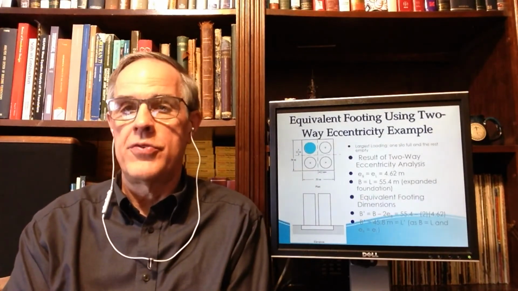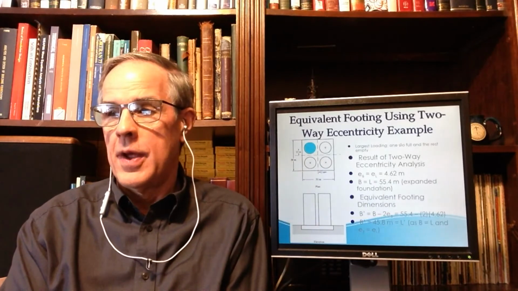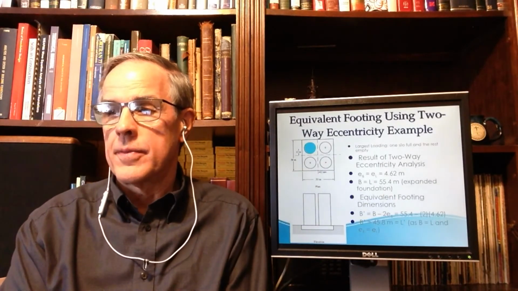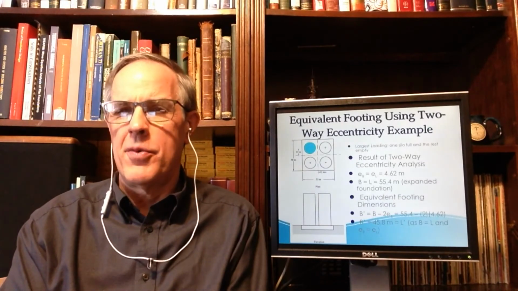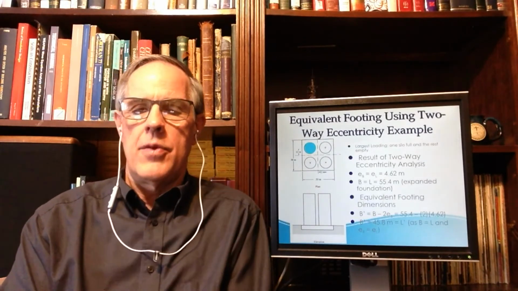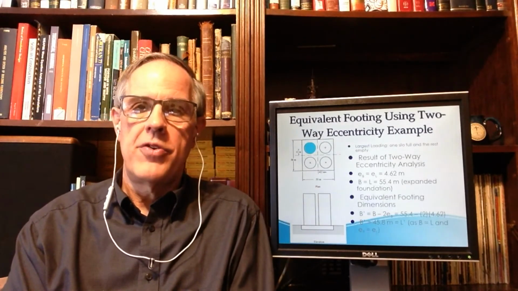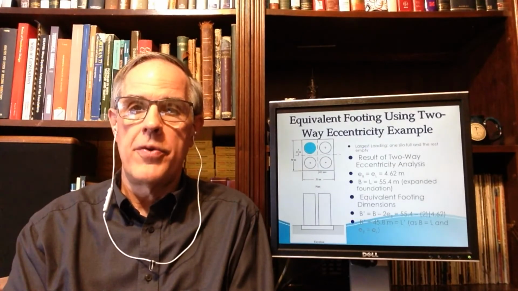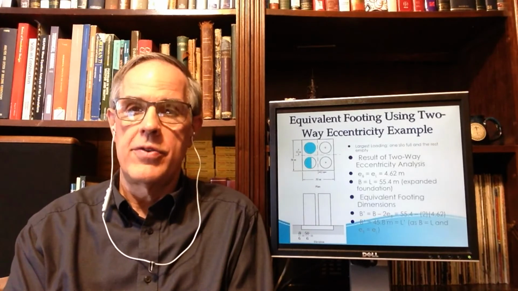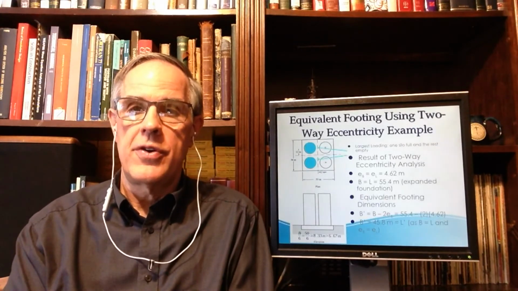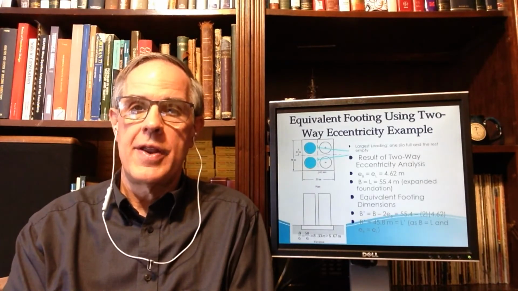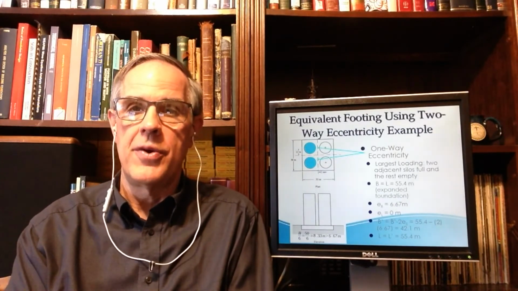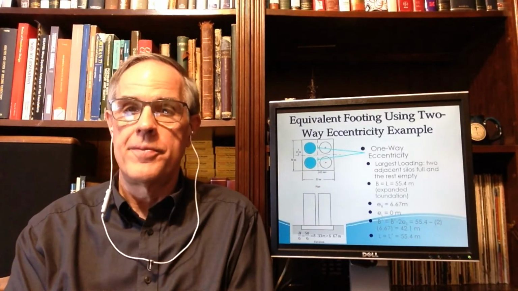With one-way eccentricity, it's a little simpler. Actually, it's simpler and more complicated. With the example I just went through, you've got a situation where both B and L increase, and the eccentricities are the same. Therefore, you're going to end up with an equivalent square foundation with the same aspect ratio as the one you had before.